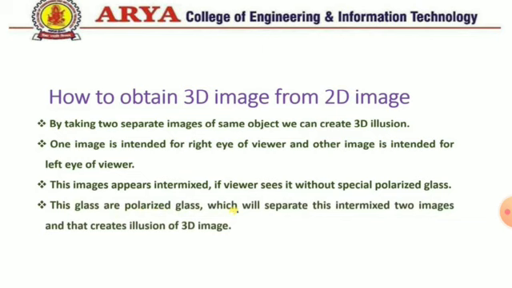So whenever you are wearing those glasses, for the right eye there will be a polarized glass, as well as for the left eye there is another polarized glass. So both of those polarized glasses will separate out both of the images, the images for the left and right eyes.